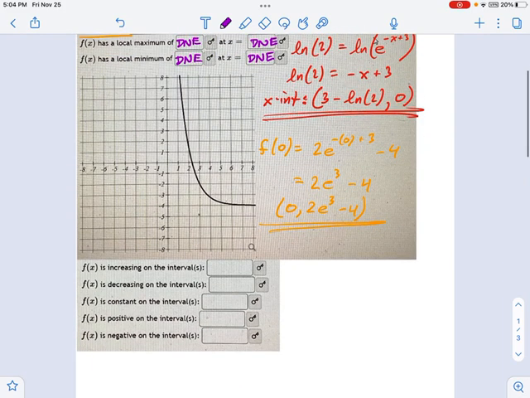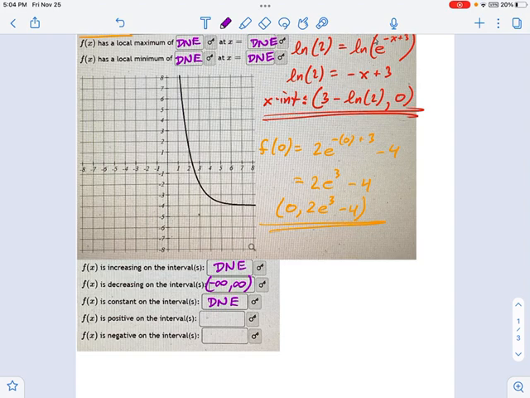Now, in terms of increasing and decreasing, you can see this thing is never uphill. So there is no increasing interval. But decreasing, yeah, sure. All the numbers, negative infinity to positive infinity. It's decreasing on all those x values. And then in terms of constant, it's not flat anywhere. It gets awfully close to flat. Don't mistake this for flat. It's not. It's just extremely shallow.